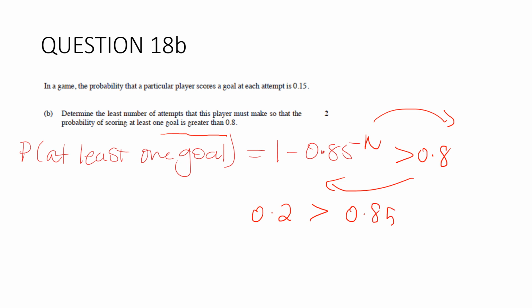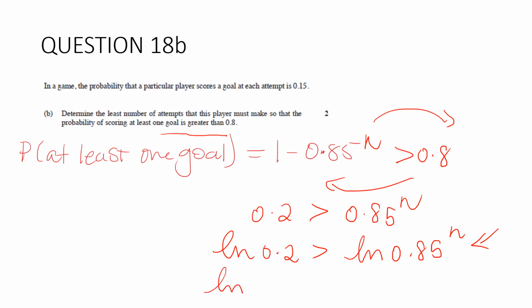0.85 to the power of n. Take logs of both sides, so ln 0.2 is greater than ln 0.85 to the power of n. This is our third log law, so ln 0.2 is greater than n ln 0.85.